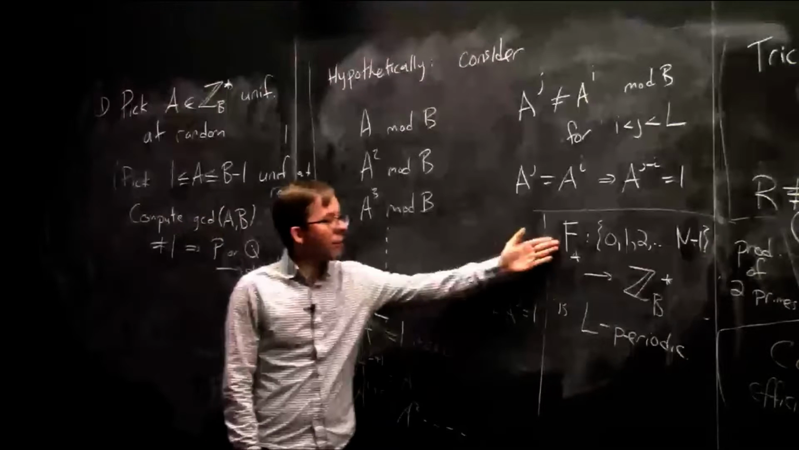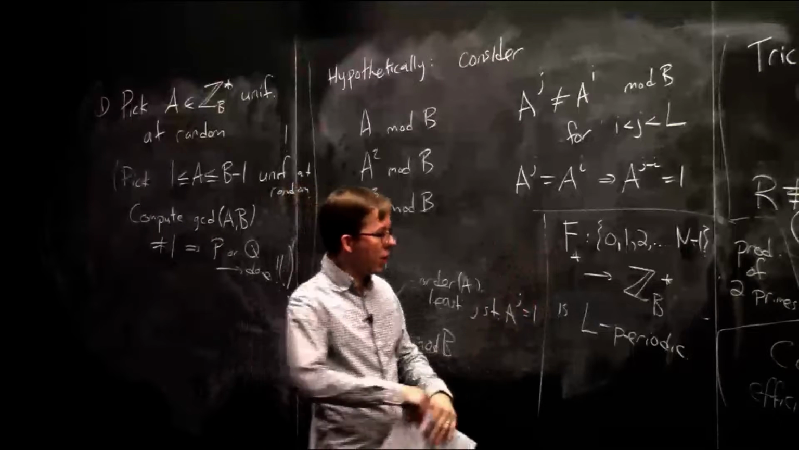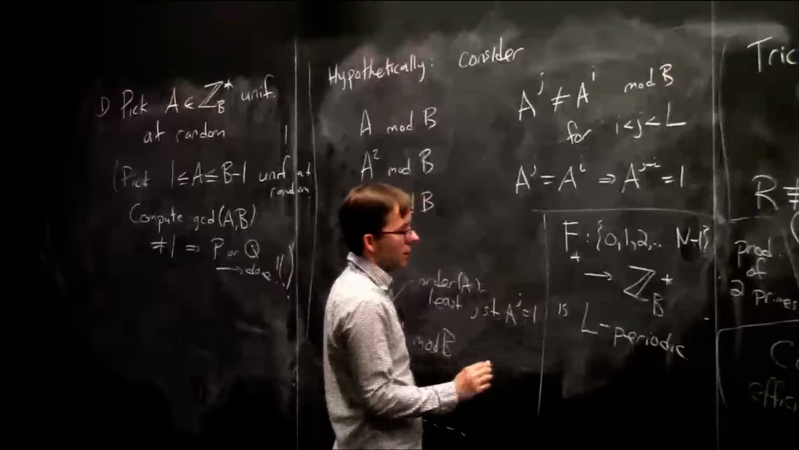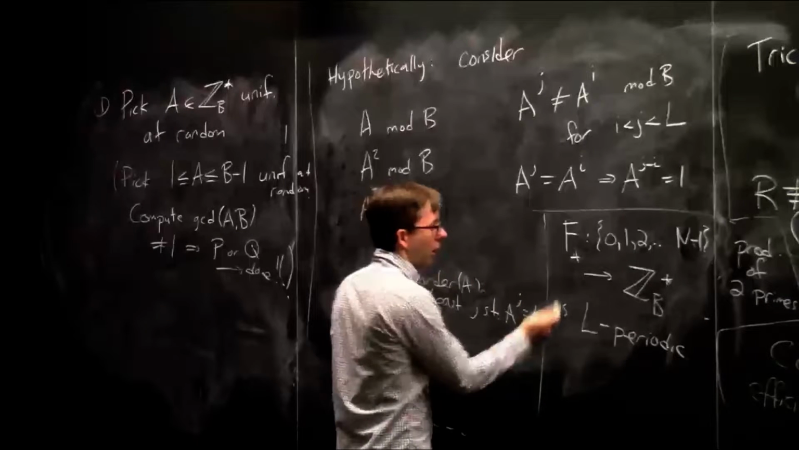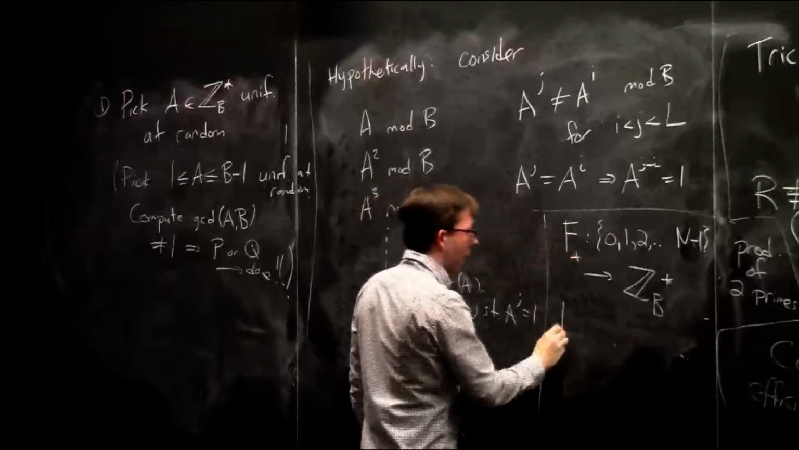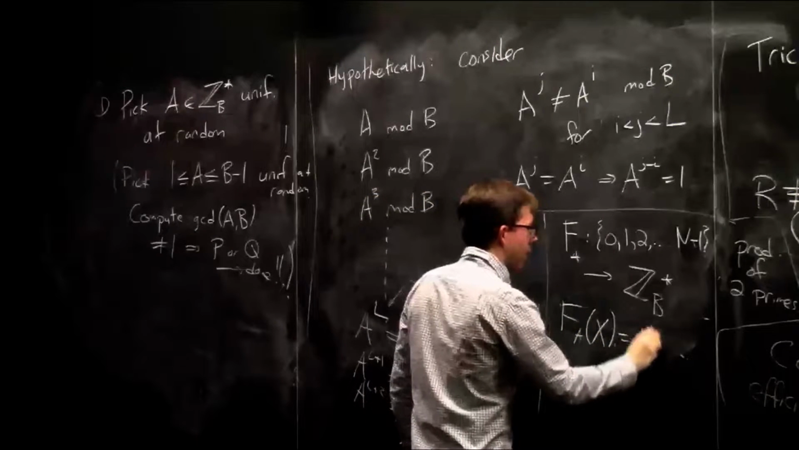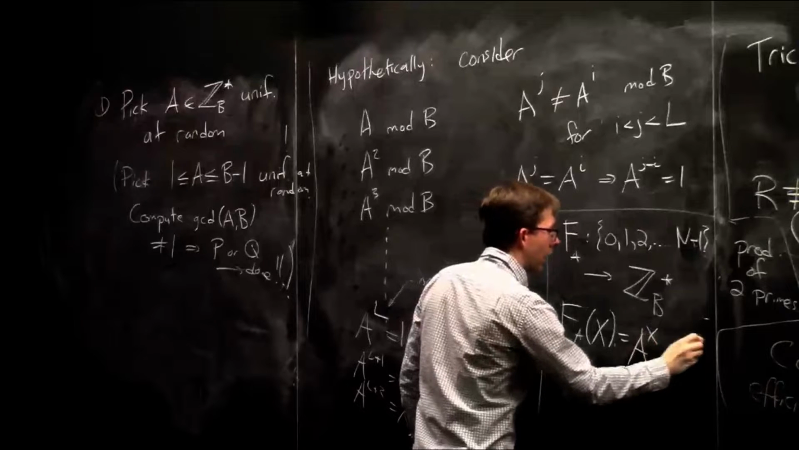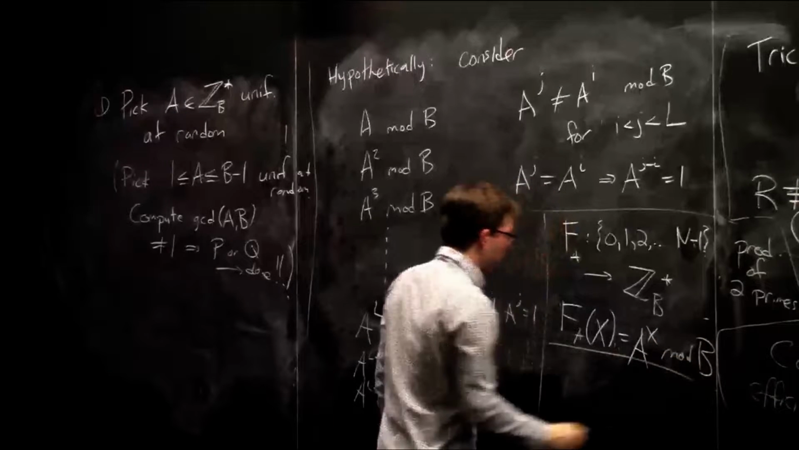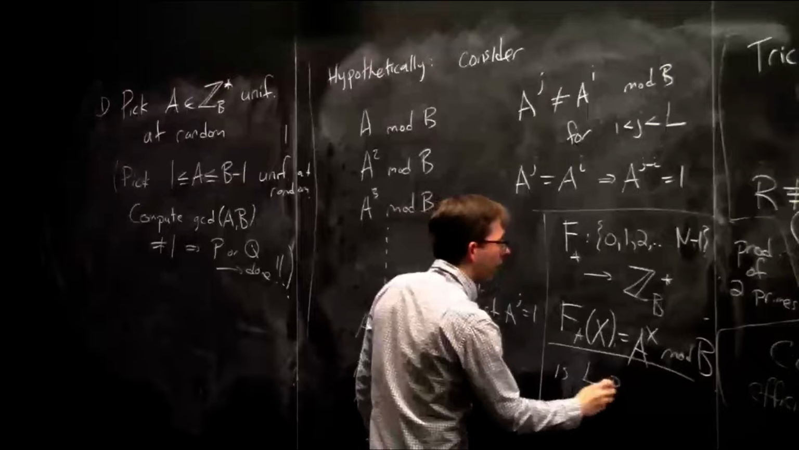So f_a is this function. Oh, I didn't write it. Sorry, this is very confusing. Defined by f_a of x is a to the x mod b. It's very important. It's L periodic.